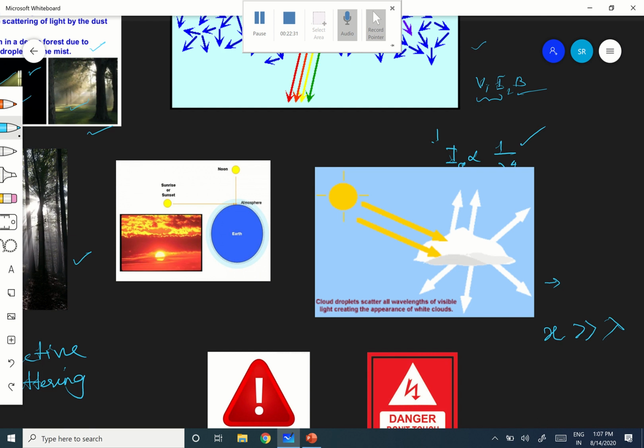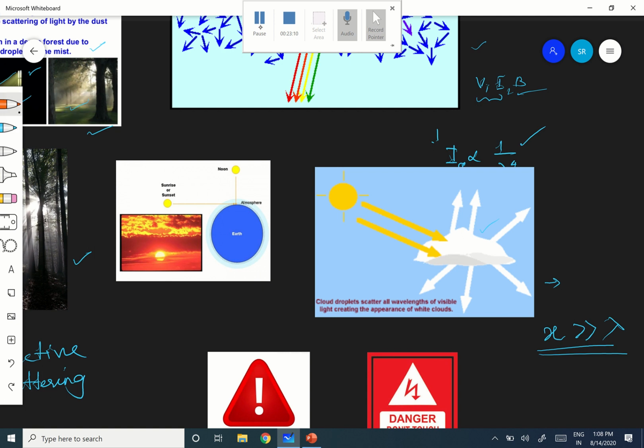The lower part of the atmosphere has a large number of dust particles, droplets and so on, and their size is much larger when compared to the wavelength. So they don't go for selective scattering. They won't see the wavelength. The sunlight is white, so all the colors will be uniformly scattered. Therefore, all the colors are equally scattered. That is why the clouds appear white in color.